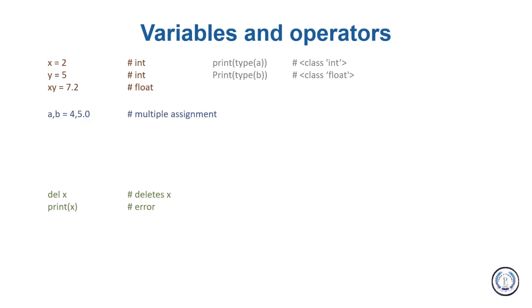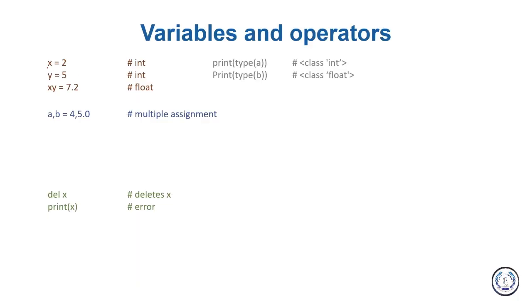Okay, in this video we will talk about variables and operators, the operations that you can perform on variables. A variable, in very layman terms, is basically a symbol that stores some data that can be used later on.